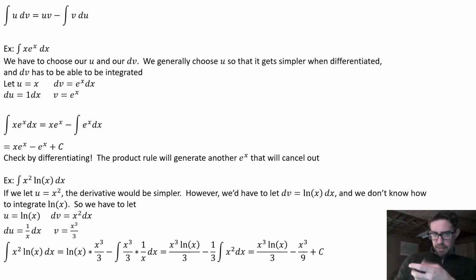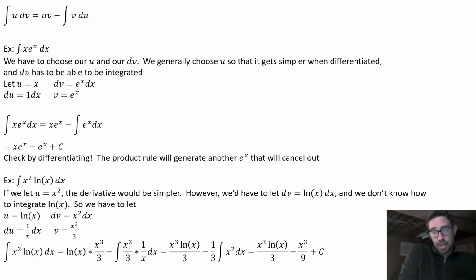So I kind of did a step in my head there where I said, okay, 1/3 times x cubed over 3 is x cubed over 9. Hopefully that's okay. So the final result is x cubed times ln of x over 3 minus x cubed over 9 plus a constant. So, right? Weird. You would not have guessed that the derivative of that thing is just x squared ln of x.